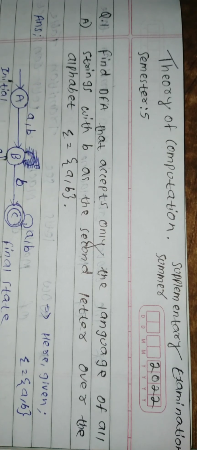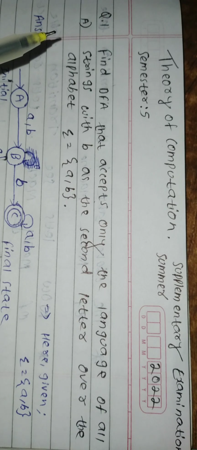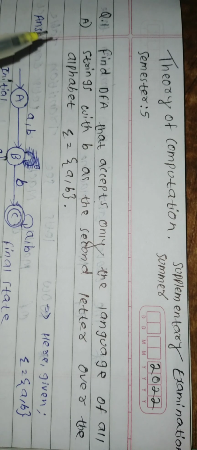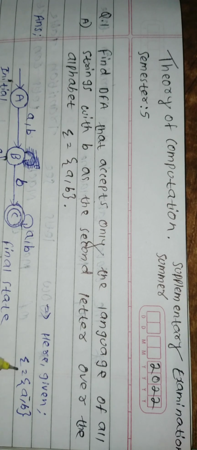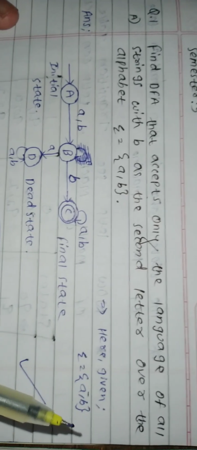So in this question we have to construct a DFA that will accept only the language of the strings in which the second letter will be B, and the input, that is sigma, is equal to A comma B. So the given data we can write here: given data is sigma equal to A comma B, and now constructing the DFA.